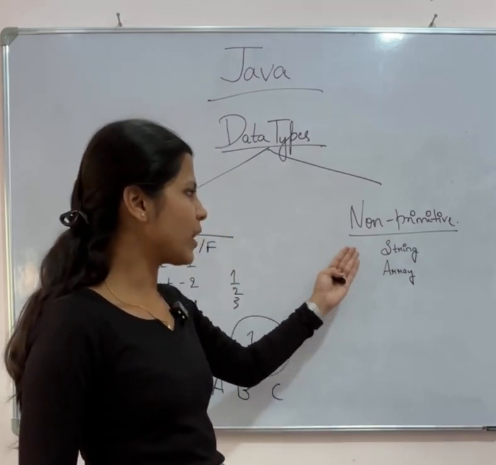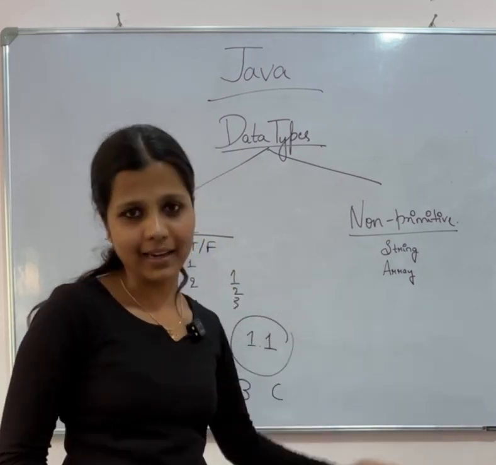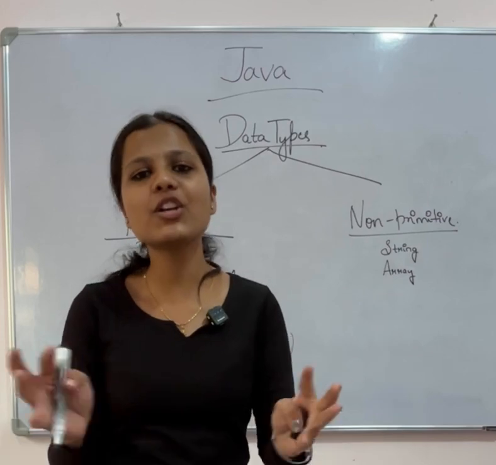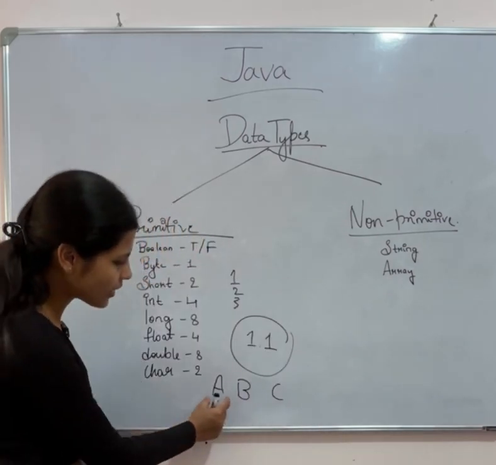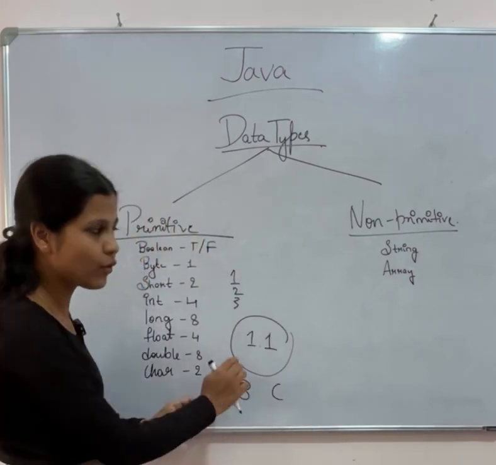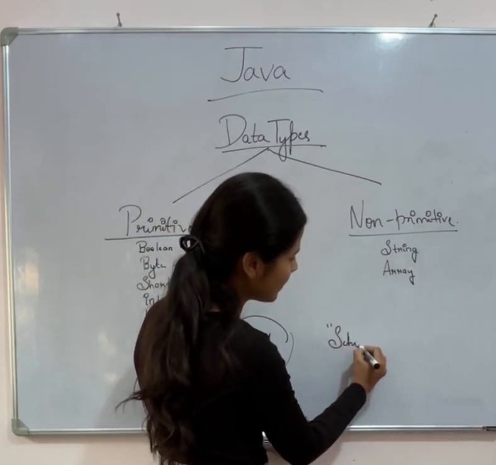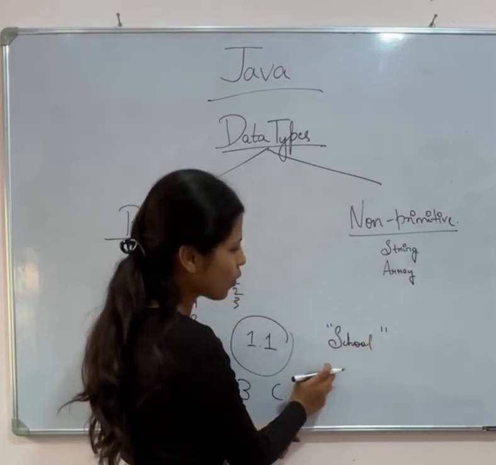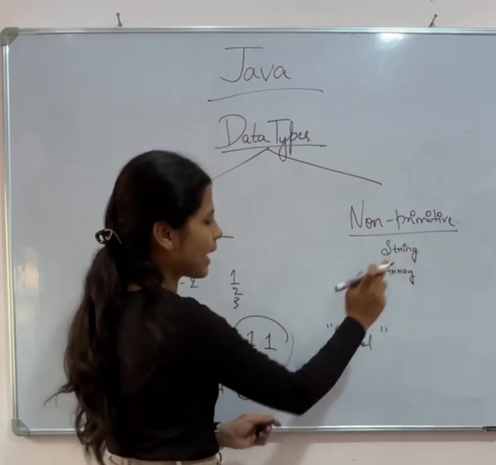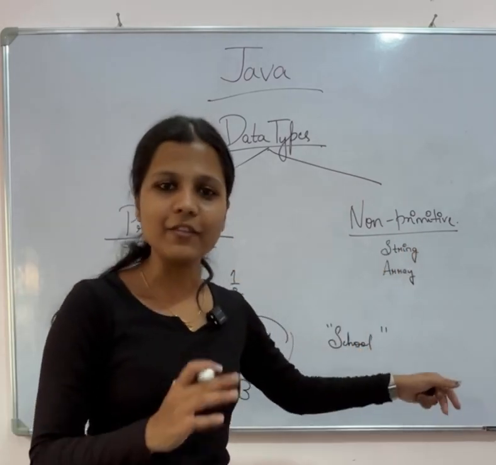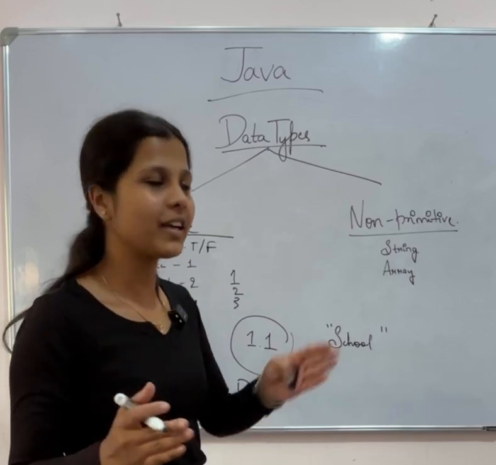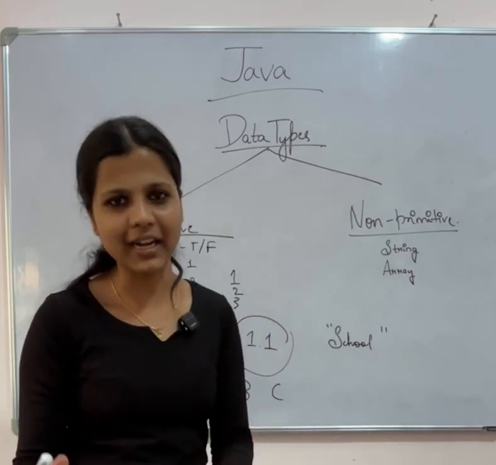For non-primitive data types, we have string and array. Here you are only saving a single character, but if you have a collection of characters like school, you can go with the string data type with double quotes. We'll see the implementation of all these data types in a practical session.